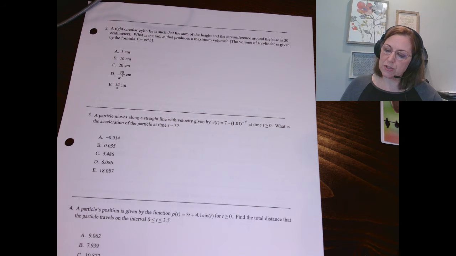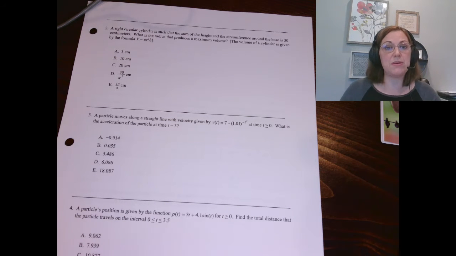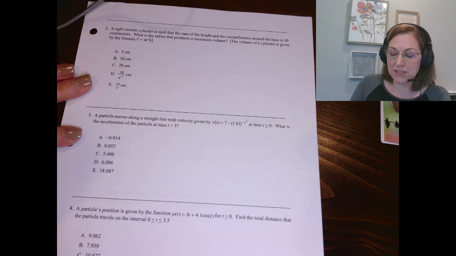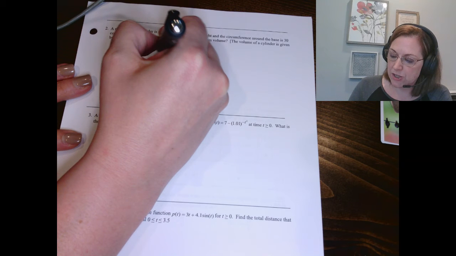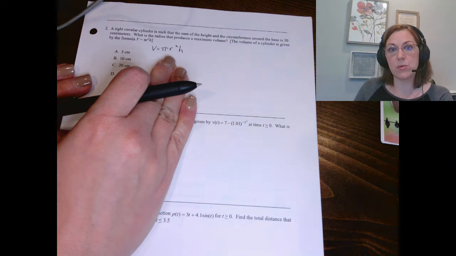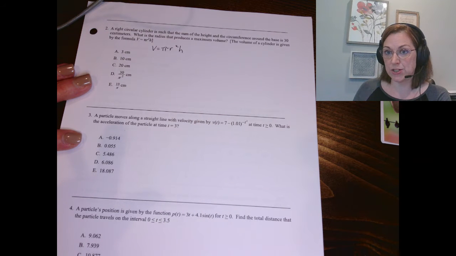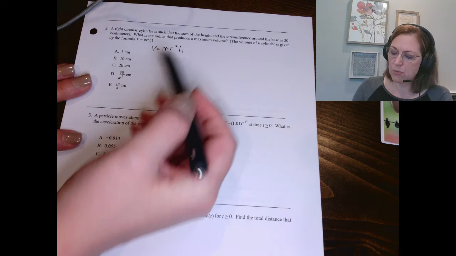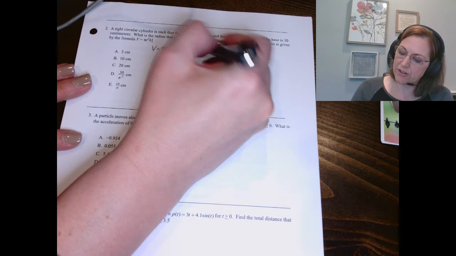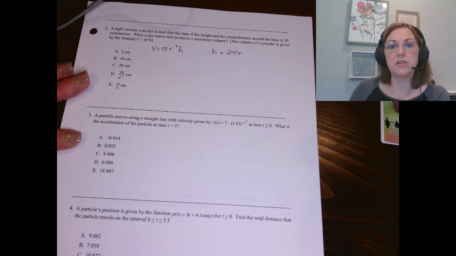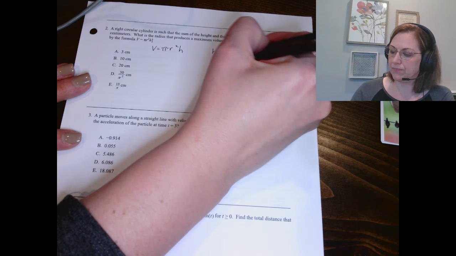A right cylinder is such that the sum of the height and the circumference around the base is 30 centimeters. What is the radius that produces the maximum volume? So we're trying to maximize the volume. That's going to be our primary equation. Because there are two variables in the primary equation, we need a secondary equation to help us. That secondary equation is coming from that first sentence. We're told that the sum of the height and the circumference, so height plus circumference is 30 centimeters.